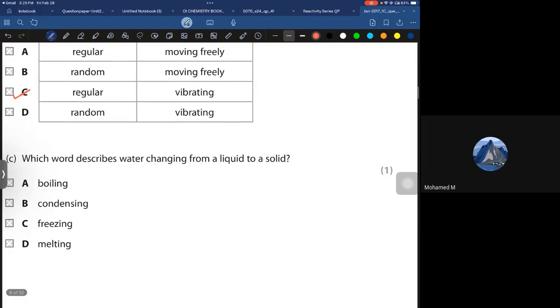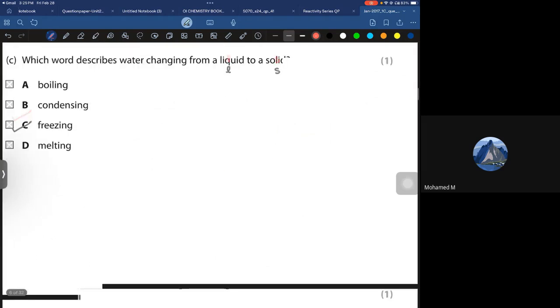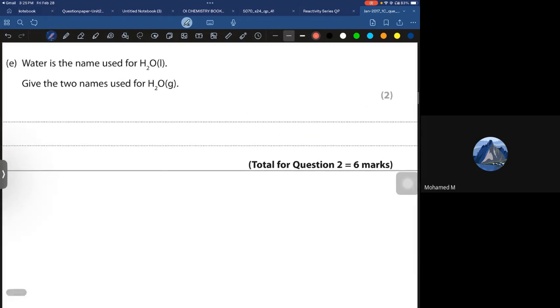Which word describes water changing from a liquid to a solid? Liquid to solid, basically. It's freezing, exactly. And water is the name used for H2O liquid.